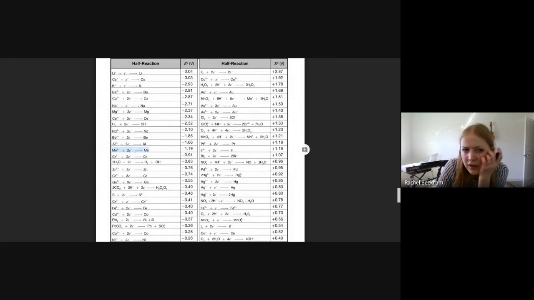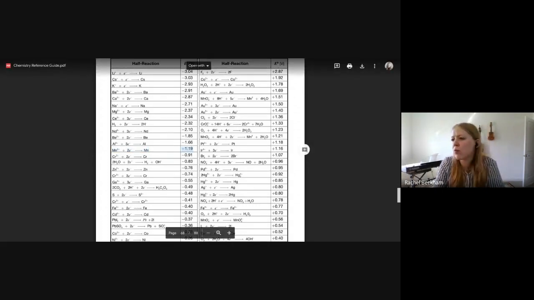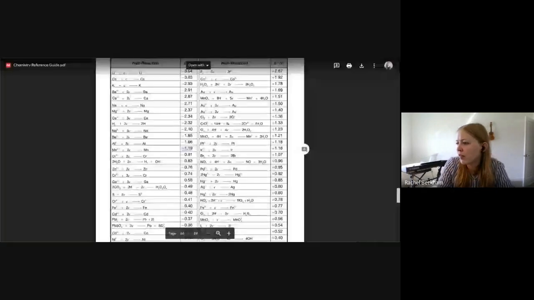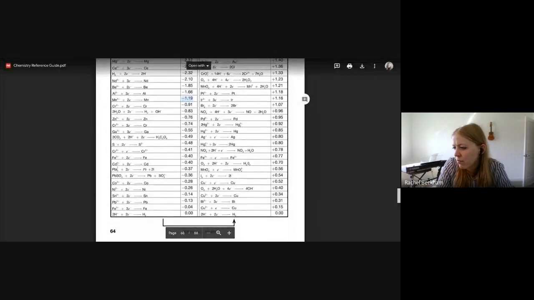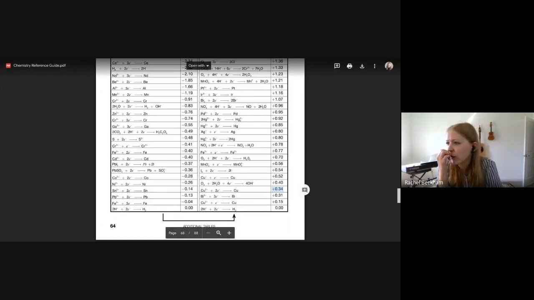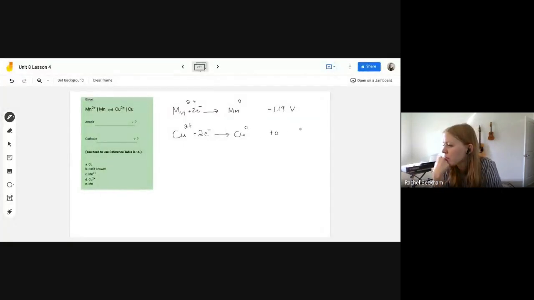Mn2 plus 2e makes Mn, right? So this is our reaction right here. And it looks like its value is negative 1.19. So I'm going to write that right here, negative 1.19, and the unit there was volts. Okay, now we need to find it for the copper. Cu2 plus 2e. Okay, it looks like it is right here. Cu2 plus 2e, and its value is positive 0.34.